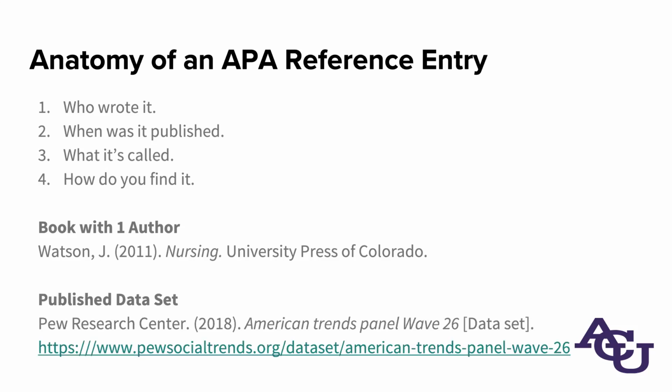Now, if it's a published data set, it's the same basic information. Who wrote it or put it together? In this case, Pew Research Center. When was it published? 2018. What's it called? American Trends Panel, Wave 26. And Wave 26 is a proper noun, which is why the wave is capitalized. And then you can see that there's that note in square brackets saying it's a data set. And then we have a link for answering the how to find it question.